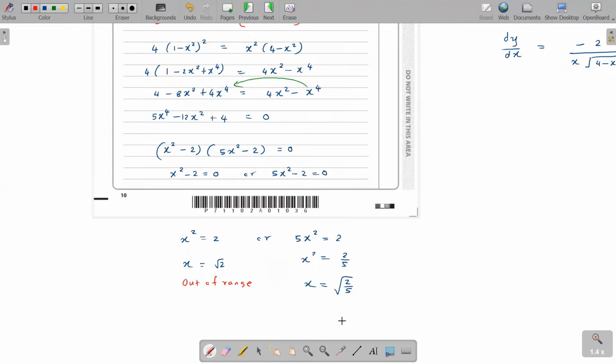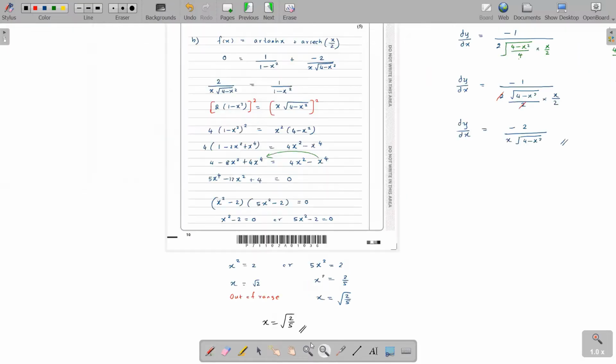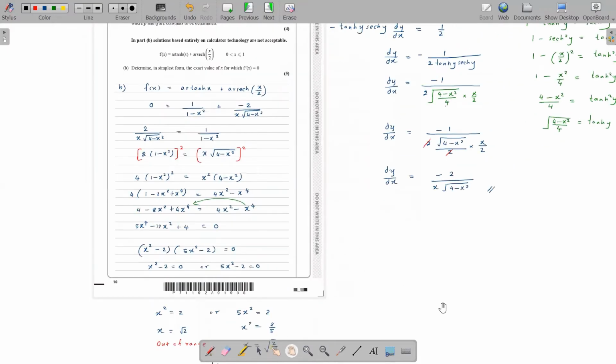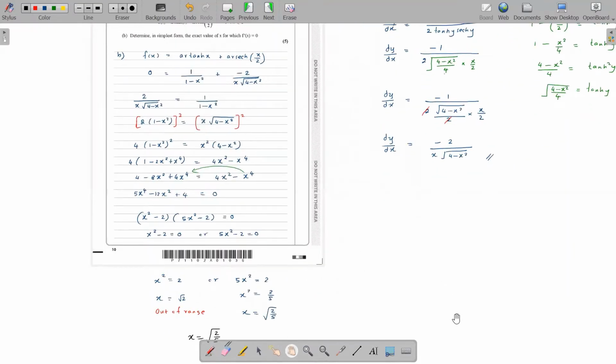So this is not an answer. Is this one inside the range, root 2 over 5? Yeah, it's inside the range. So basically your final answer, make sure you give that answer only, is 2 over 5. Otherwise you will lose marks. So be careful. Make sure you check the range and give all your answers only within that given range. Okay.